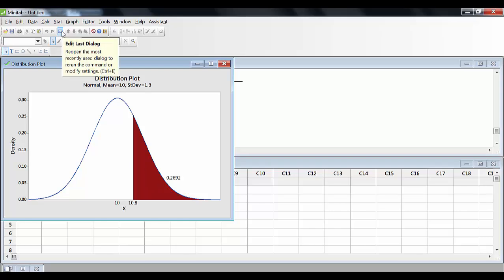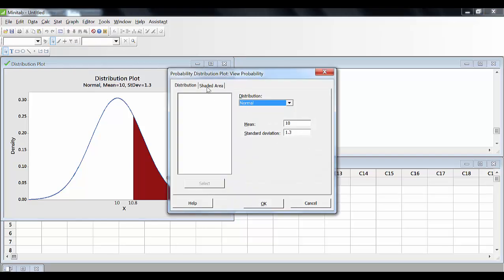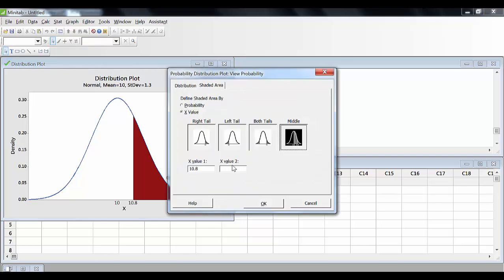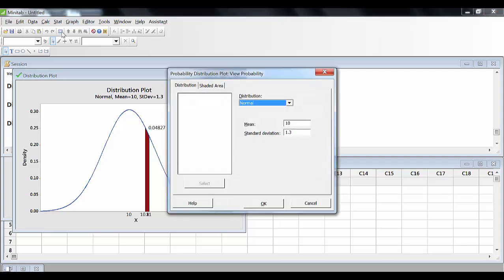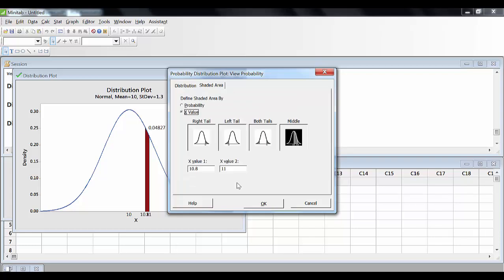The next one, I just go back to this box to say, hey, pull up the last dialog. I want a shaded area again, but I want the shaded area in the middle of 10.8 to 11. I say OK, and that's about 0.04827, which we had found out in Maple. The next one was to the left and right of 10 by 0.75. So I'm going to say both tails.